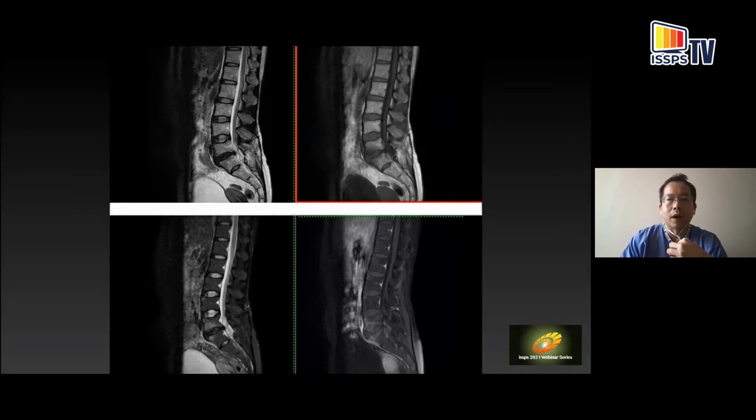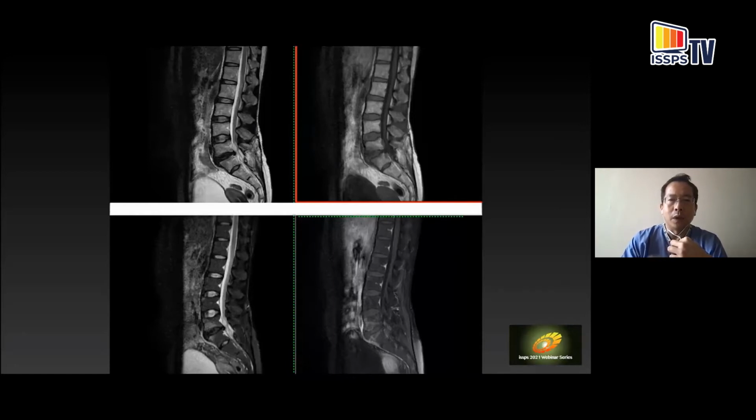A T1 weighted scan is the opposite. The fluid around the spinal canal and within the spinal canal, around the spinal cord and the cauda equina, is dark. And the urinary bladder signal is also dark, but fat signal is bright. Okay, so the key to recognizing what sequence you're looking at is fluid. Pay attention to that. T2, this one is T1.